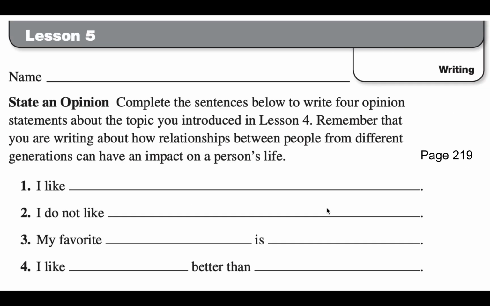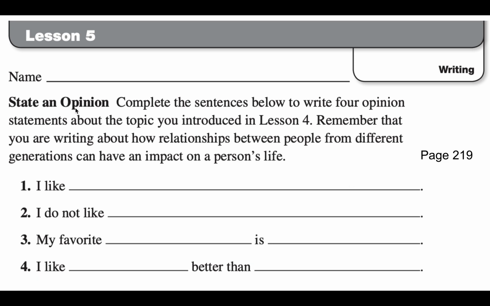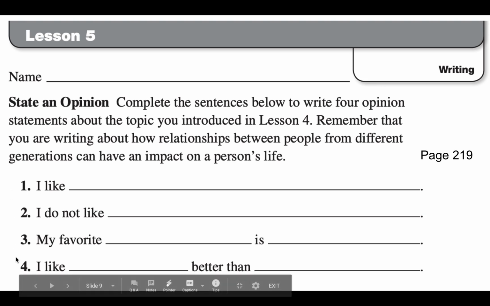In your Reader's Writer's Journal on page 219, you're going to complete these 4 sentences. Let's look at the directions. It says state an opinion. Complete the sentences below to write 4 opinion statements about the topic you introduced in Lesson 4. Remember that you are writing about how relationships between people from different generations can have an impact on a person's life. You have some sentence starters, and then you have to fill in the rest of the sentence.